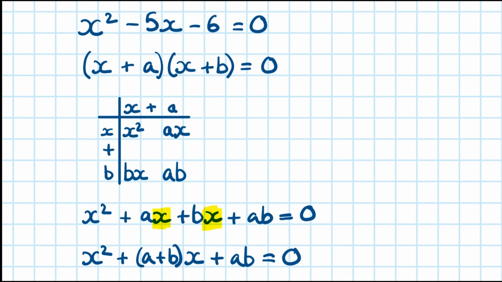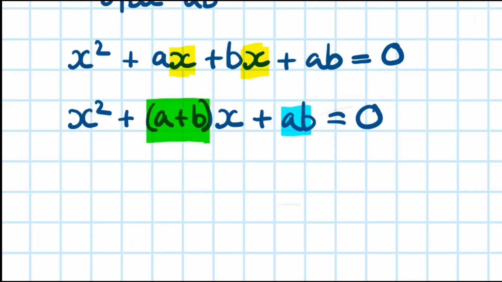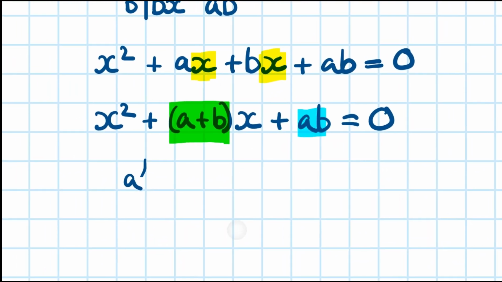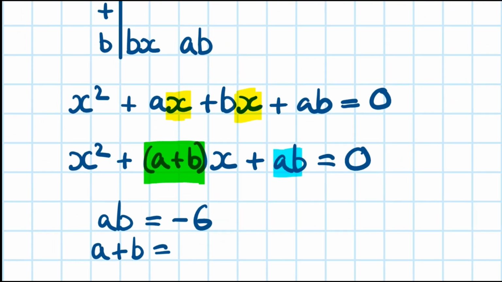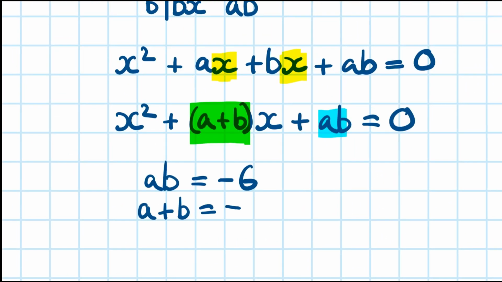So we've got minus 5 and minus 6. Okay? So that means that ab is going to be our minus 6 and a plus b is going to be our minus 5. So let's write that down. ab equals minus 6. a plus b equals, let's double check, minus 5. Okay? So we put that back. a plus b equals minus 5.